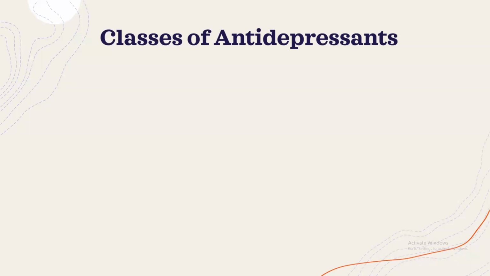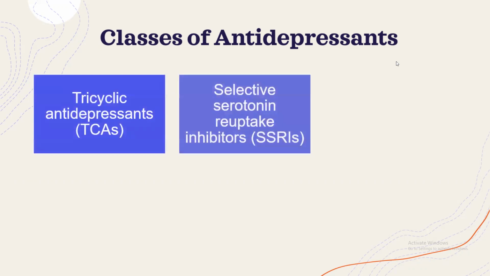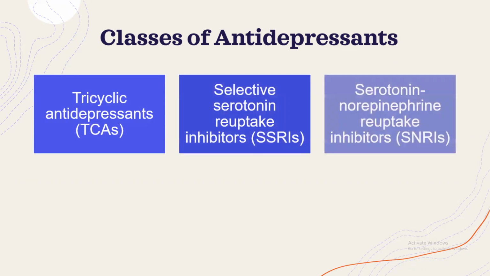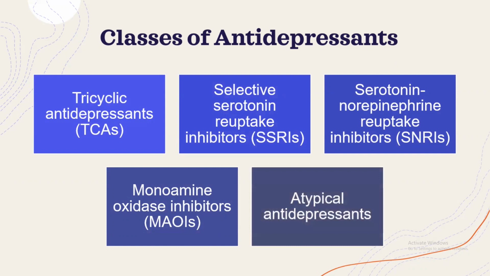Welcome back to the second part of the mood disorders. So, classes of antidepressants where we left last time: tricyclic antidepressants, selective serotonin reuptake inhibitors (SSRIs), serotonin norepinephrine reuptake inhibitors (SNRIs), monoamine oxidase inhibitors (MAOIs), and atypical antidepressants. Let's study them one by one.